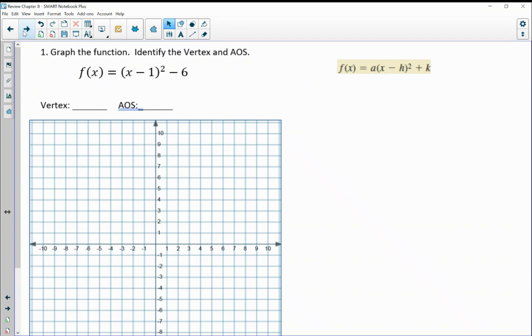Our material on functions. Here we're graphing a quadratic function, and we're identifying the vertex and the axis of symmetry. You'll notice on the right here we have the general form for the vertex form of a quadratic. Remember when we have our h and k, we take the opposite of h, regular k, and that gives us our vertex.